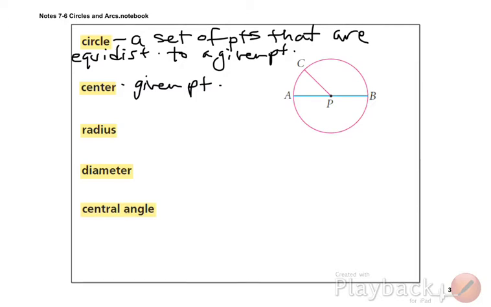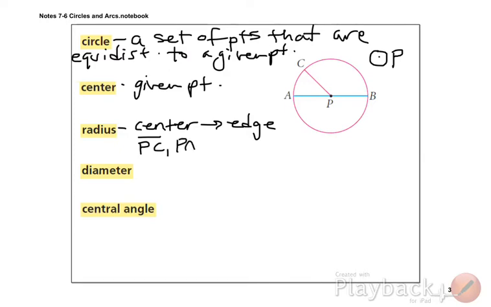To name a circle, you draw a little circle with a dot in the middle and name it with its center. Next we have a radius. A radius is from the center to the edge of the circle. For example, segment PC would be a radius. PA would be another radius, and PB would be another radius. Plural for radius is radii.